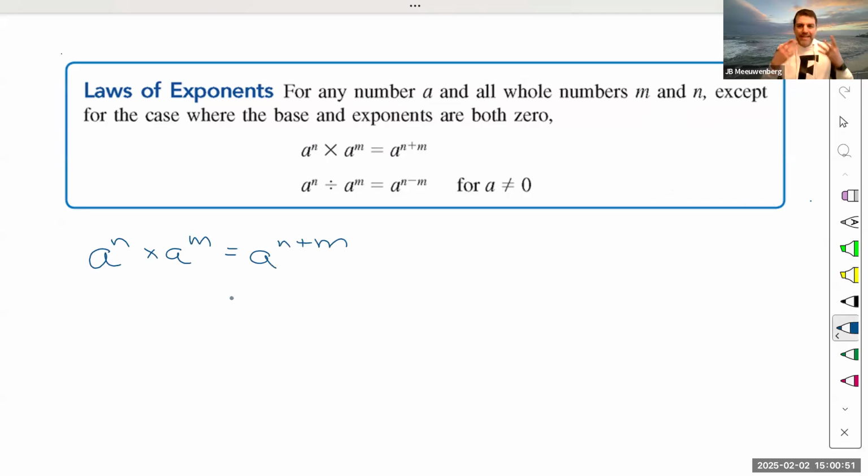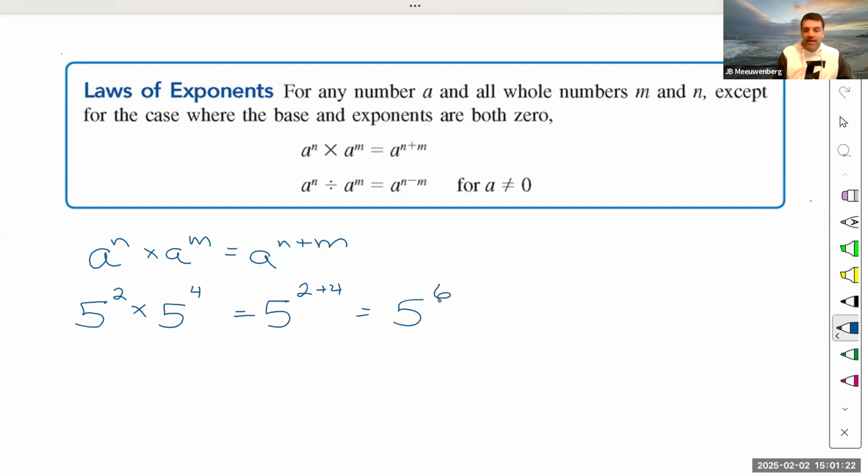So what you're seeing here is, if you have a base of 5 and an exponent of 2, and another number that has a base of 5 and an exponent of, say, 4, and we need to multiply those 2 numbers together, we can do so by combining them into just one single base, only stating the base once, and adding the 2 exponents together. This would be equal to 5 to the 6th.